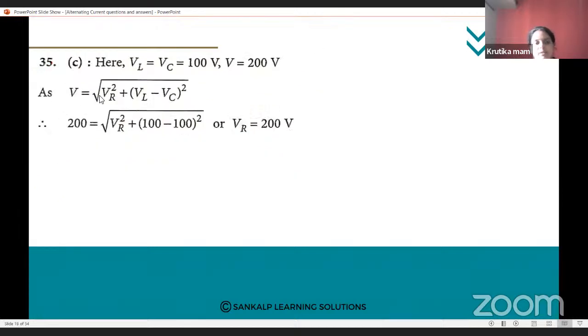So if I substitute here, V is equal to under root of VR square plus VL minus VC whole square. So what is the value here? That is VR square. You keep it as it is. Take V as 200. 100 minus 100 is 0, so drop it. Correct? Therefore, under root of V square is equal to, what do you get? Under root of VR square, so square and square root cancel, and we are left with only VR. That VR is equal to 200 volt. Everybody followed the same step?